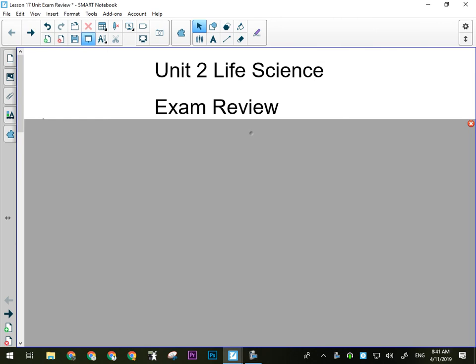So your unit exam's coming up, on Tuesday. Couple of things to keep in mind about your unit exam. It will follow the same format as your chemistry unit exam. There will be some multiple choice and there will be some written response. And that's about where the similarities between those two tests will end.